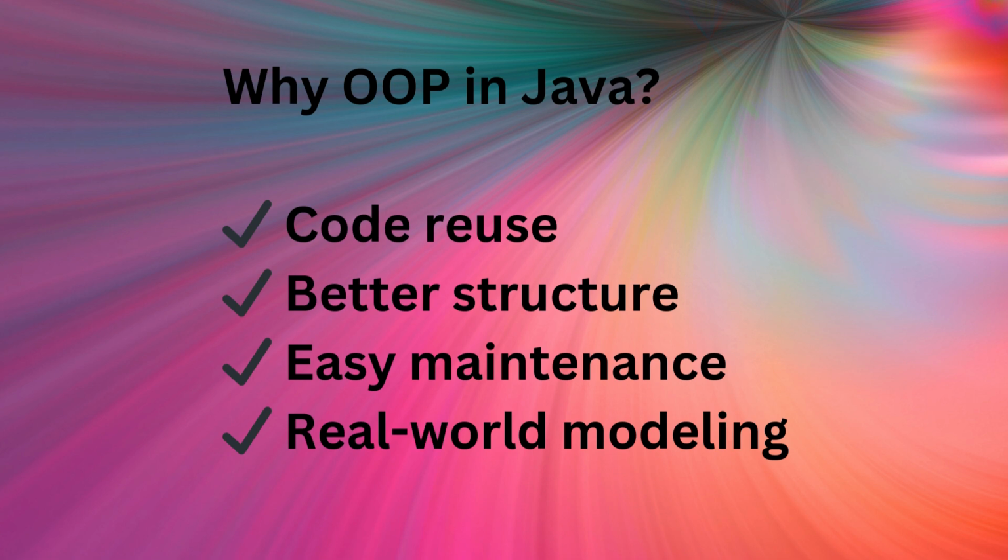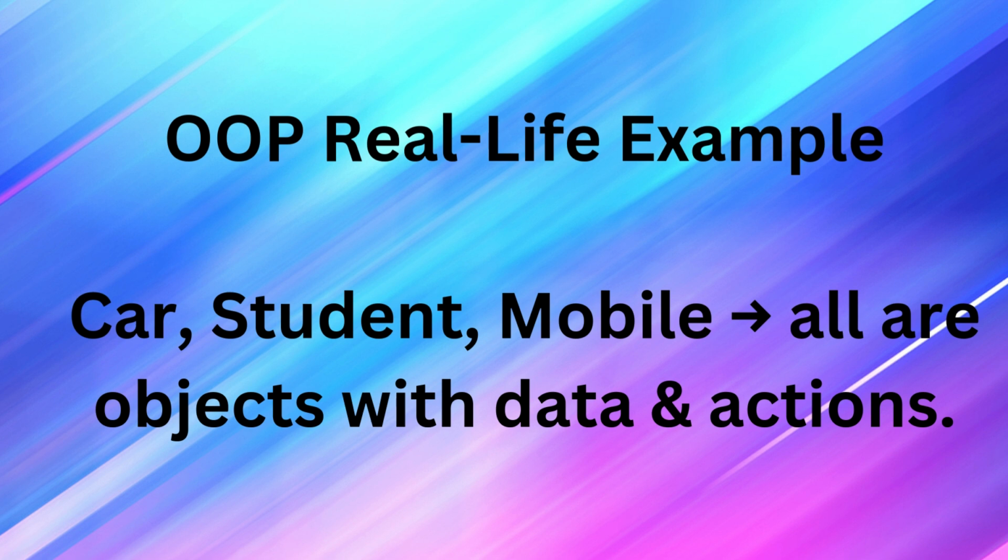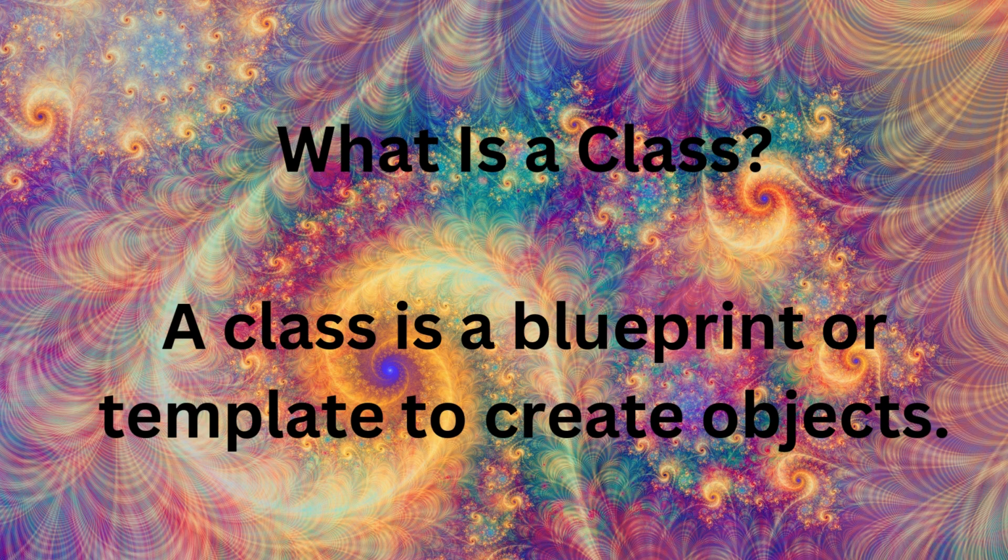Why do we use OOP in Java? Because OOP makes programs easier to understand, easier to maintain, and closer to real-life situations. It helps reduce code duplication and improves readability. Think about real-life objects like a car, a student, or a mobile phone. Each object has data and actions. For example, a student has a name and roll number, and actions like studying or writing exams. Java follows the same idea.